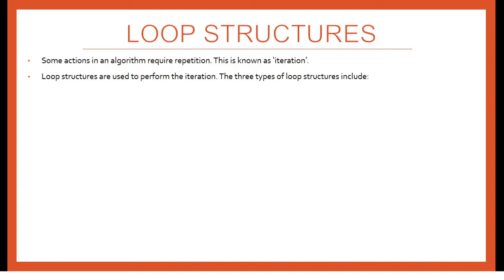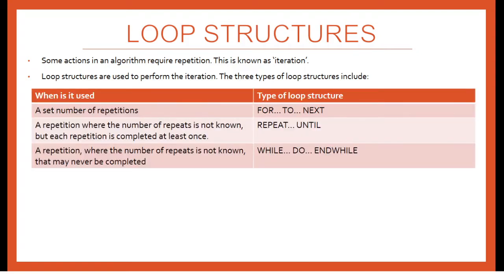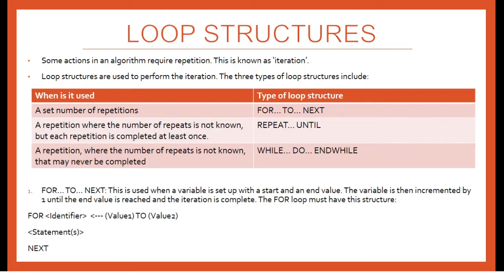Loop structures. Some actions in an algorithm require repetition. This is known as iteration. Loop structures are used to perform the iteration. Let's first discuss the FOR TO NEXT loop structure, which is also known as the for loop. This is used when a variable is set up with a start and an end value. The variable is incremented by 1 until the end value is reached and the iteration is complete. The for loop must have the structure shown below.